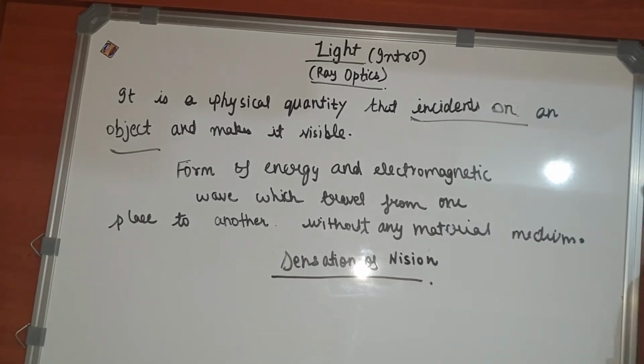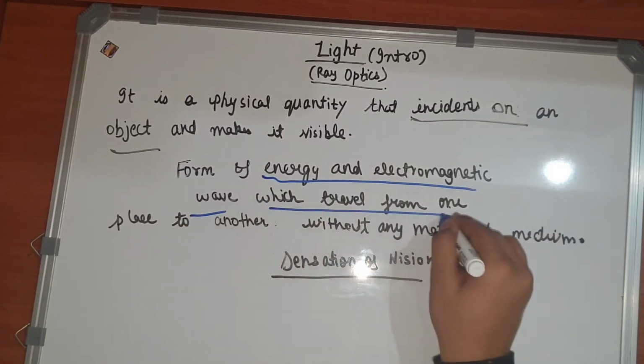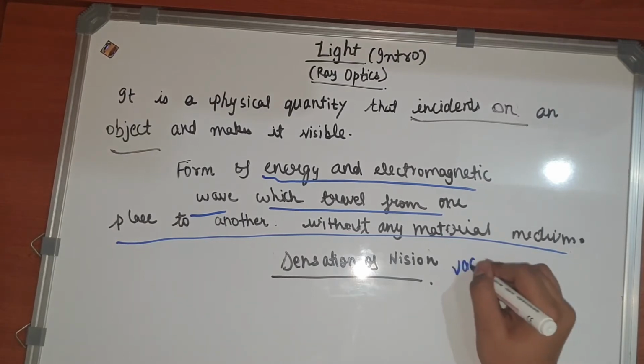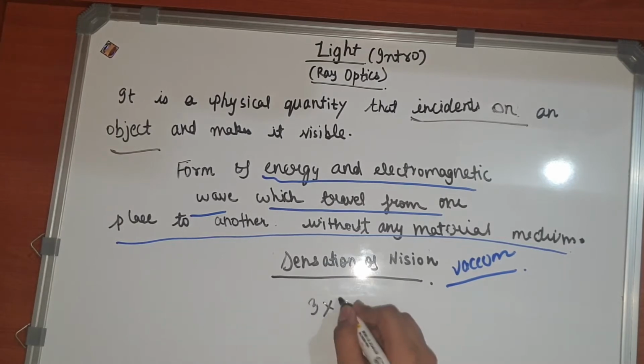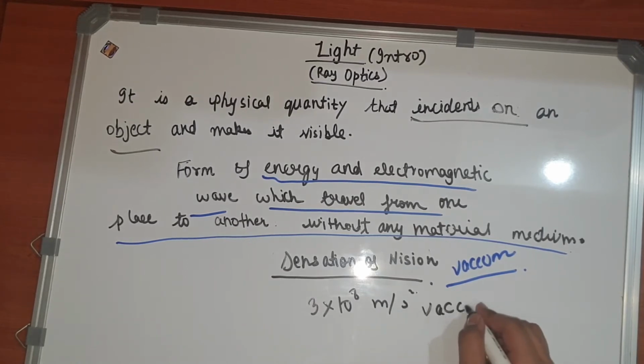Light is a form of energy and an electromagnetic wave which travels from one place to another without any material medium. It can also travel in vacuum. The speed of light is 3 into 10 to the power 8 meters per second. It is the highest speed of light, in vacuum.